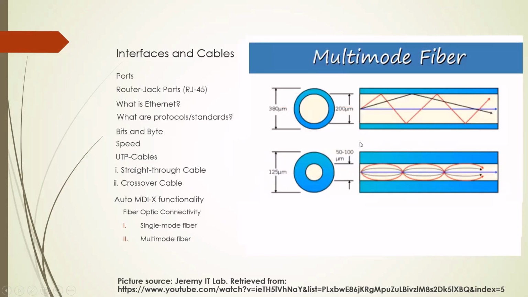We'll start with the multi-mode. The multi-mode has two types. We have the one of 380 micrometers. It has a larger pore of about 200 micrometers, and the light that comes into it allows multiple entry of light. Like in this case, we have three rays, 1, 2, and 3, sending information through the same core.